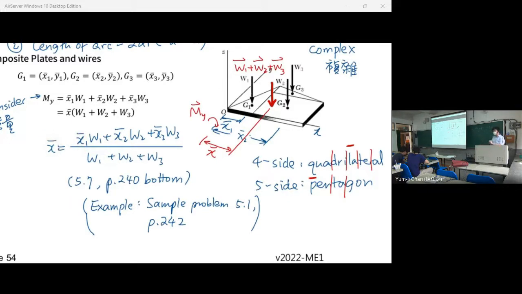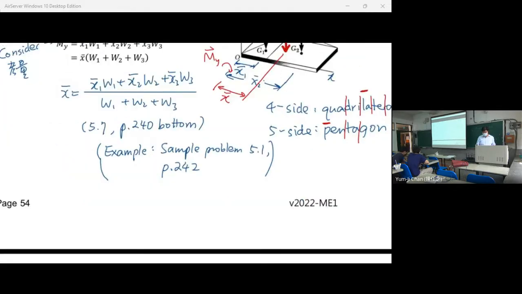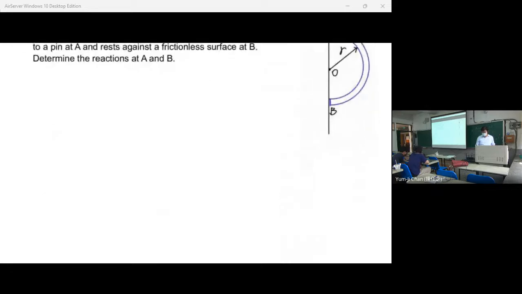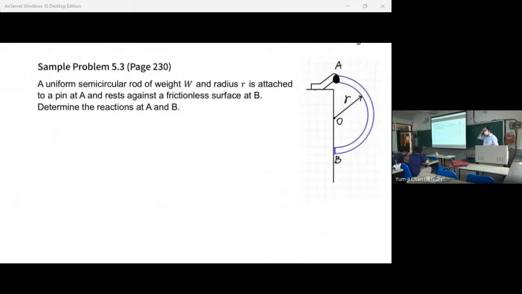Now, before we take a break, let's work on sample problem 5.3. Here, a uniform semicircular rod. Semicircular means 半圆形.